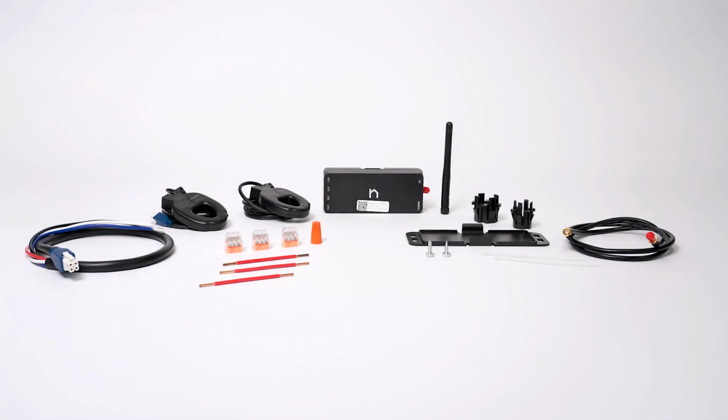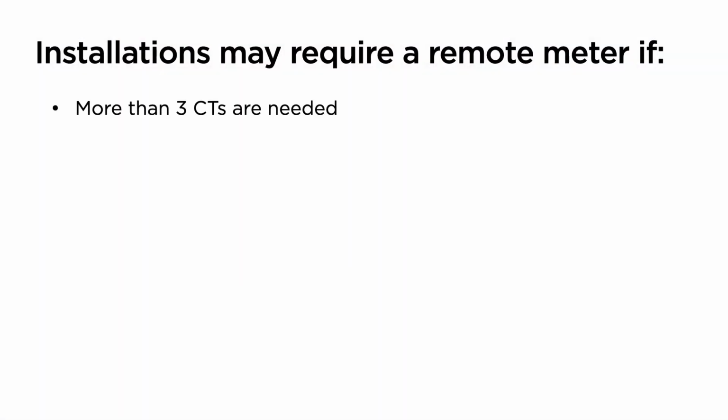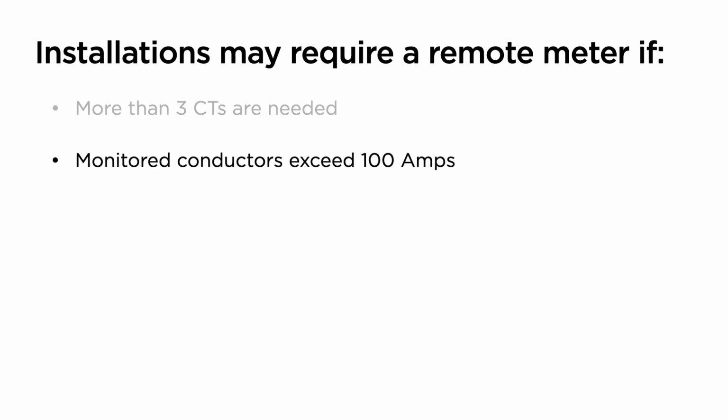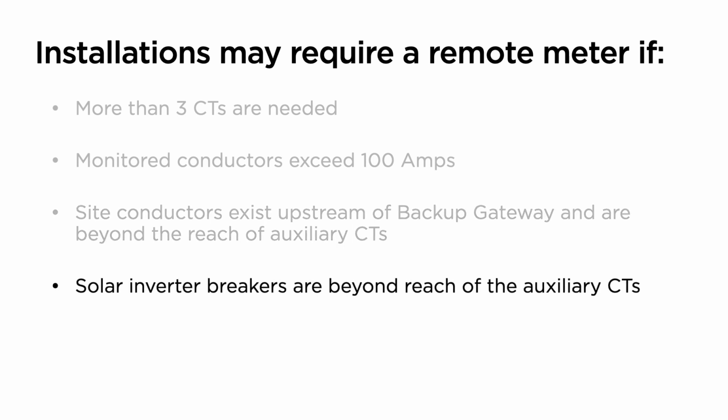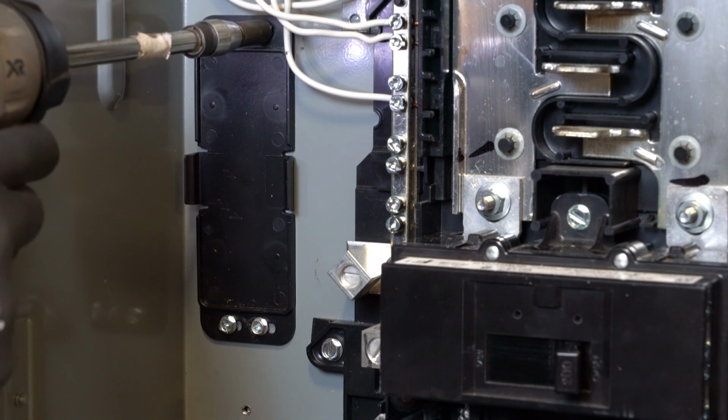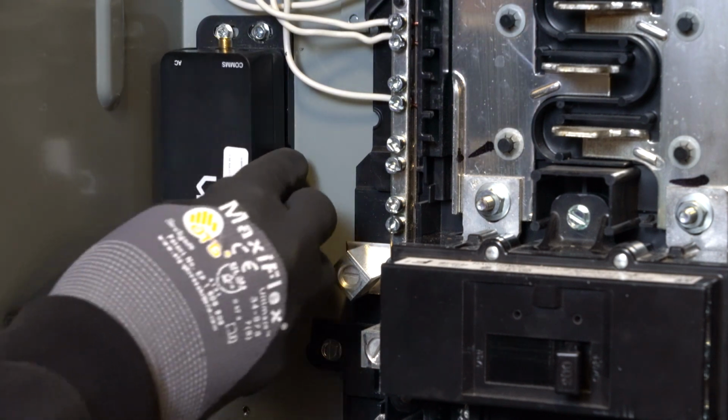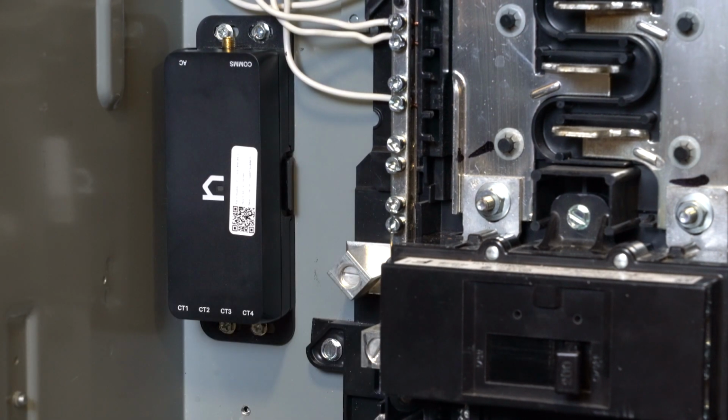Your installation may require a remote meter in the following cases: if more than 3 CTs are needed, if monitored conductors exceed 100 amps, if site conductors exist upstream of backup gateway and are beyond the reach of auxiliary CTs, or if solar inverter breakers are beyond the reach of auxiliary CTs. Mount the remote meter in an electrical panel. If space within the panel is limited, utilize an appropriate enclosure.